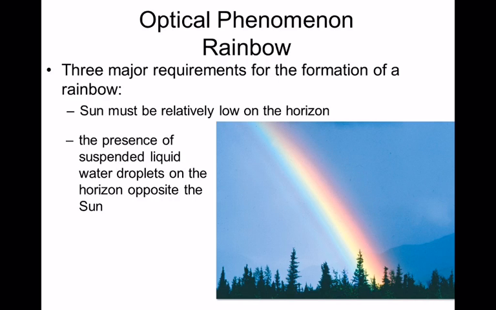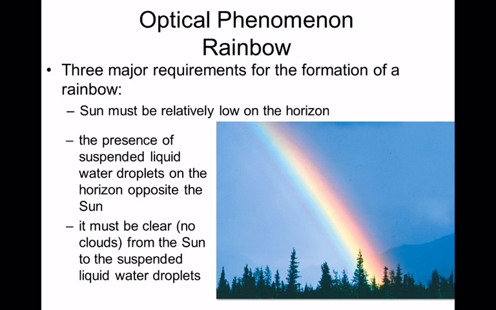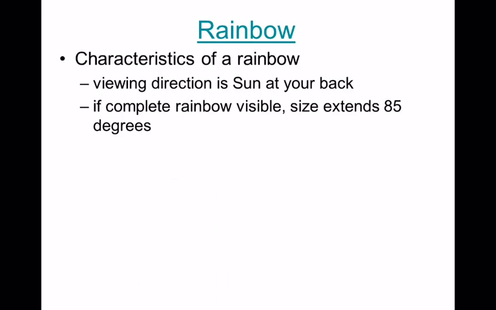So if the sun is rising in the east, then your precipitation needs to be in the west. If the sun is setting in the west kind of low, then your precipitation needs to be in the east. So they need to be opposite horizons. And then it needs to be clear between the two, the leftover precipitation and the sun, because you need the sunlight to get to your suspended liquid water droplets. That's it, three criteria.